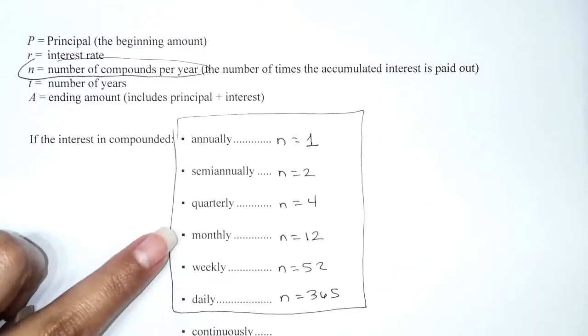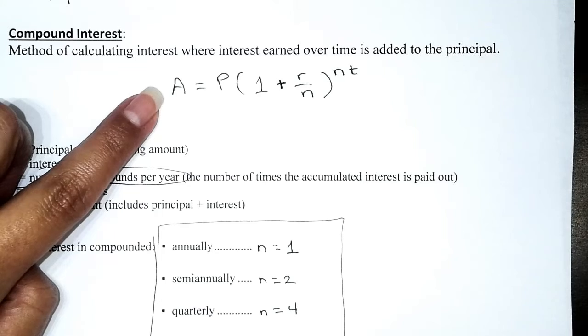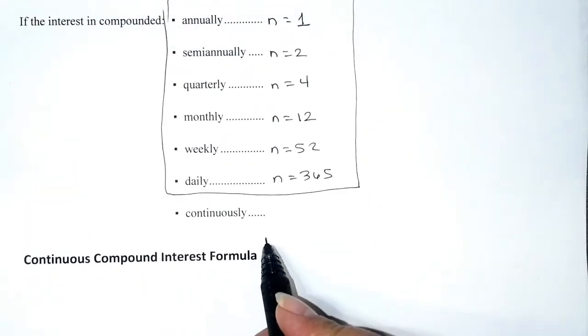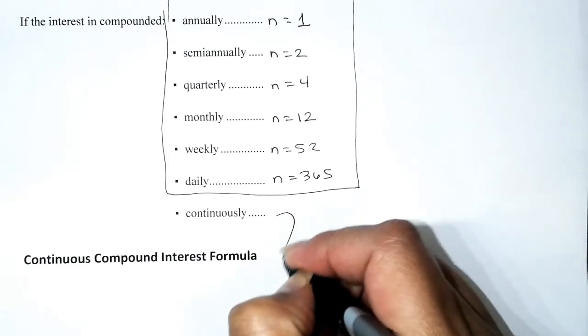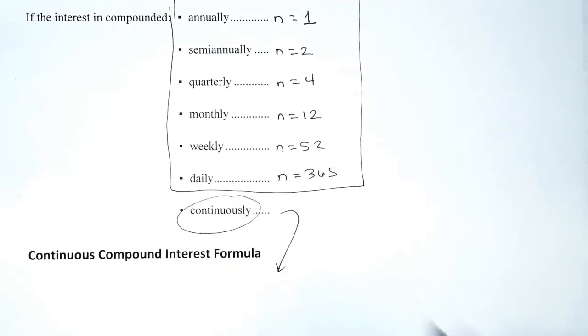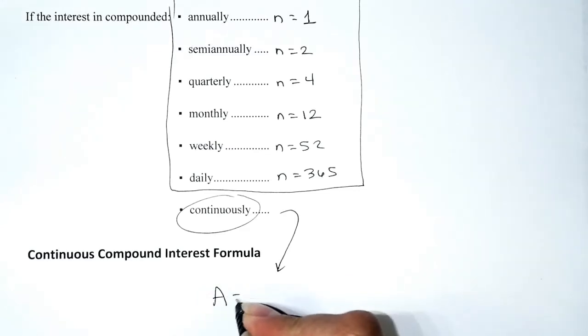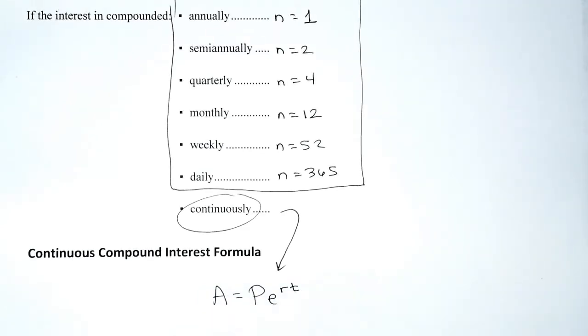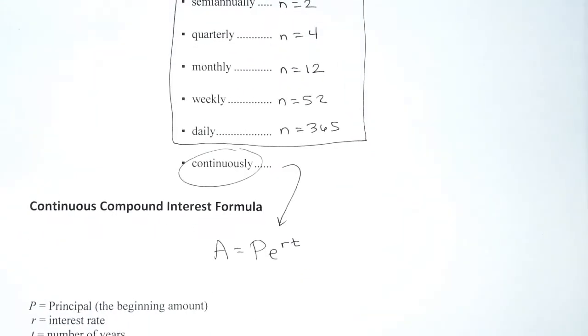If they give you a finite number of compoundings, then you're going to use this formula, okay? But if the problem tells you that the interest is compounded continuously, then you're going to have to use this exclusive formula, this other formula that's used exclusively when the interest is compounded continuously. And that reads A equals P times E raised to the RT, okay? The variables mean the same thing.